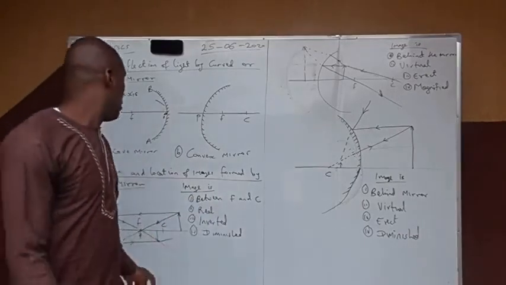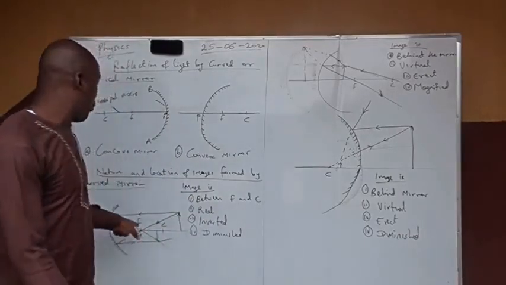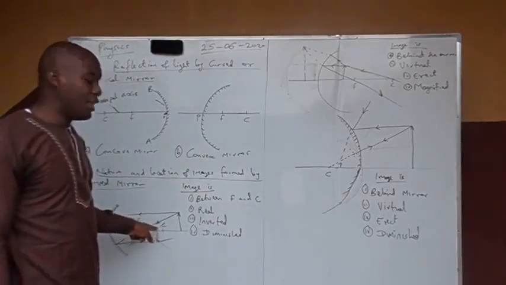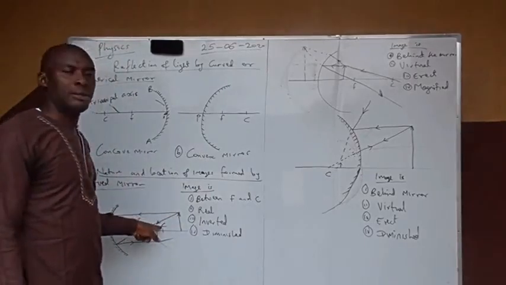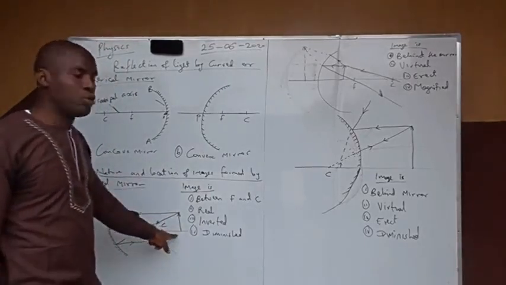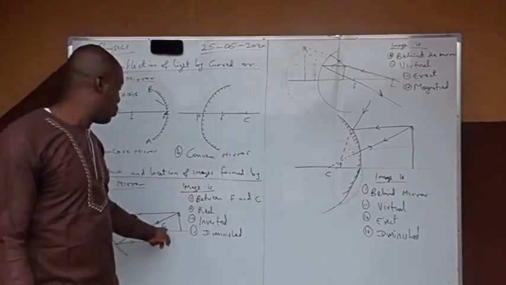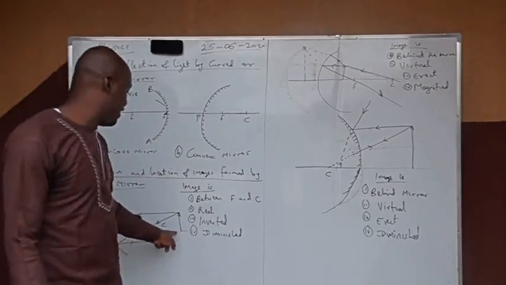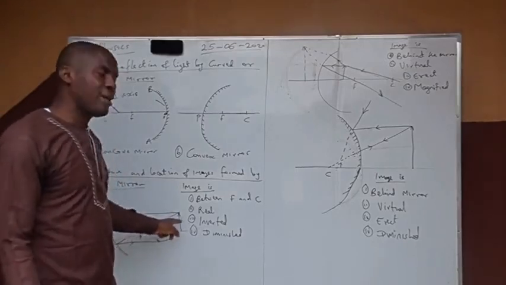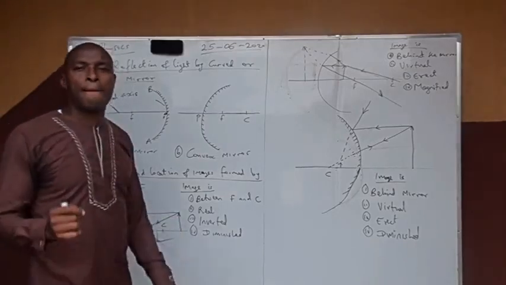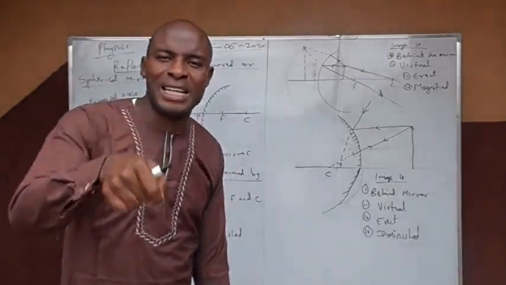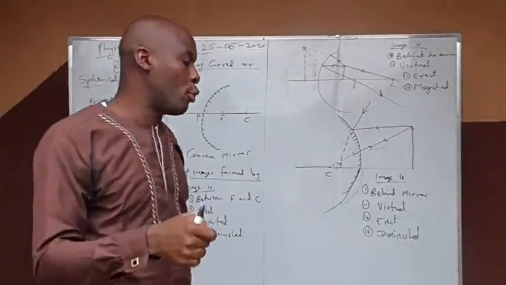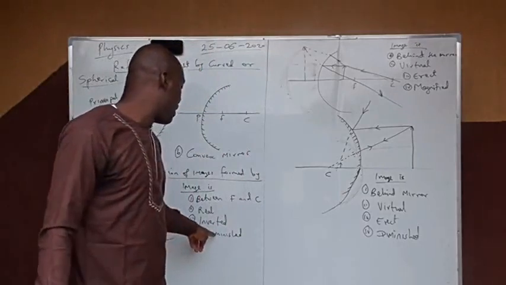Now, if the position of the object is between F and C, the image will be magnified and it will form beyond this C. It is there in your note. It will form beyond this C and it will be inverted, real, and then magnified. What I mean by magnified is that the image size must now be higher, or bigger, than the object size.